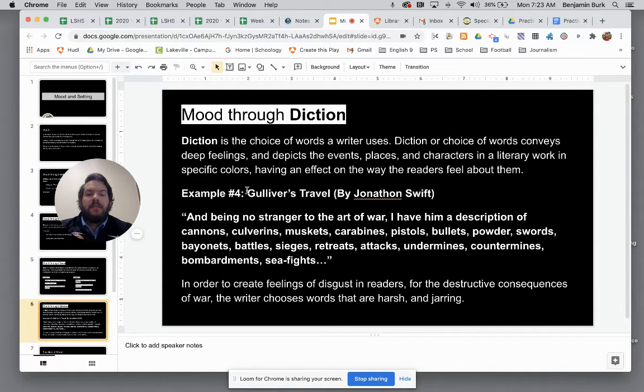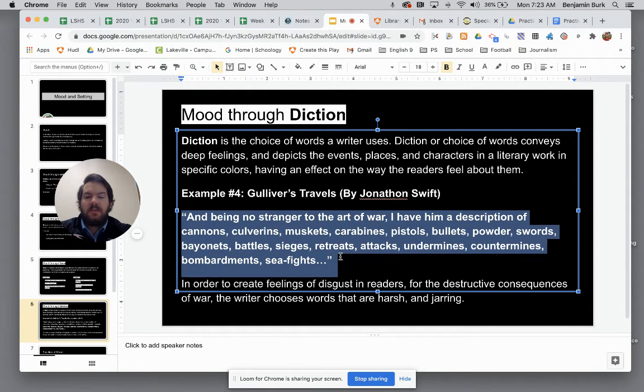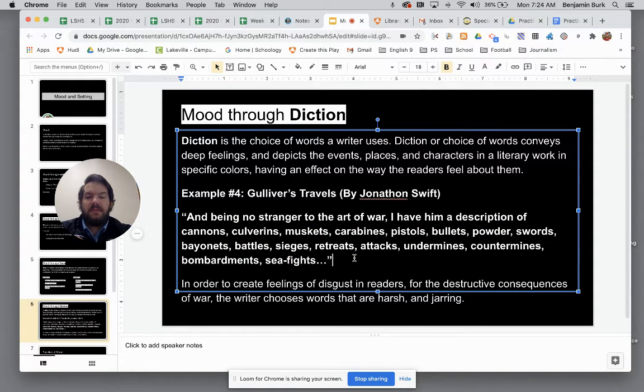So, for instance, this is a quote from Gulliver's Travels. It should have an S in it. By Jonathan Swift. And so he says, "And being no stranger to the art of war, I gave him a description of cannons, culverins, muskets, carabines, pistols, bullets, powder, swords, bayonets, battles, sieges, retreats, attacks, undermines, countermines, bombardments, sea fights." So that's just a ton of different things, right? It's a big long list.